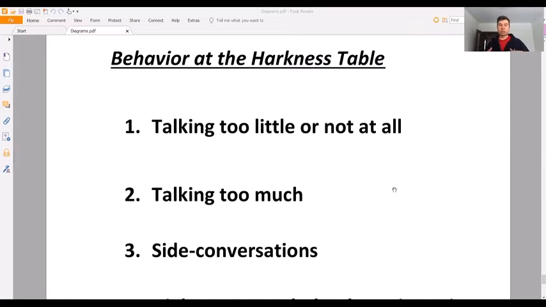The second one is the opposite of the first one. Talking too much. When somebody is a conversation hogger, when they take up all the attention at the table and they're the ones saying things over and over again. The danger of that is that typically those kinds of contributions are going to be surface level, because if there isn't really enough time to think about it, they just want to talk.